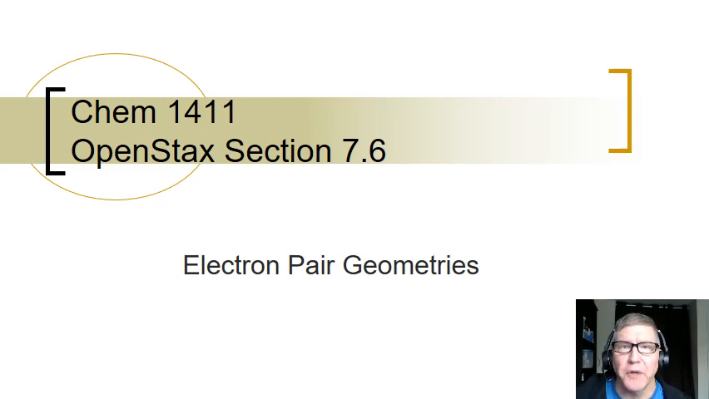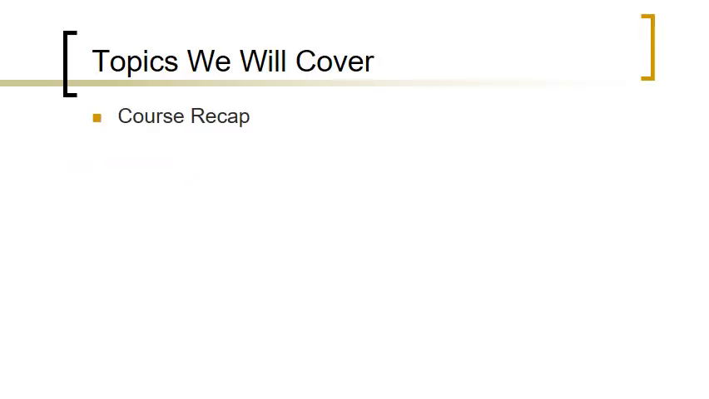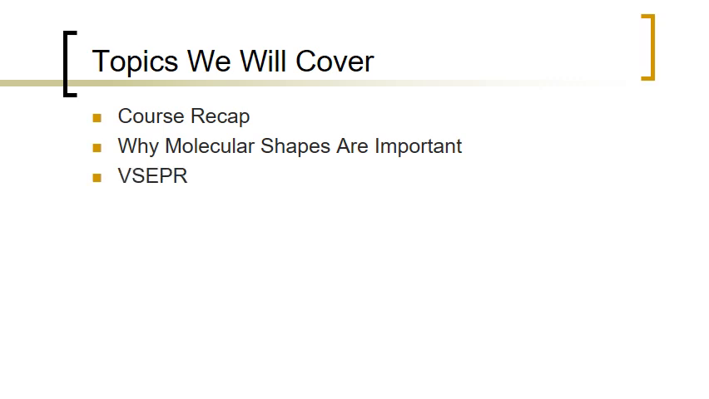In this lesson, we're going to talk about electron pair geometries from OpenStax section 7.6. We'll go over a little bit about what we've learned so far about bonding and Lewis structures. We'll talk about why it's important to know the shape of a molecule. We'll talk about VSEPR, valence shell electron pair repulsion, and then go over the various electron pair geometries.